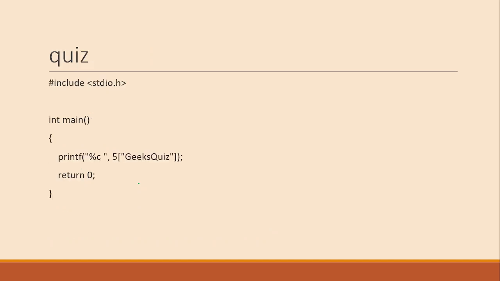Okay. Now we will just go for the quiz statements here. So what does it mean? This is equivalent to 5 plus "Geeks quiz". Now see here, it will move 5 positions from the base value. So the base value starts here at 0, this is 1, this is 2, this is 3, this is 4, and this is 5. So the cursor control actually stands here.